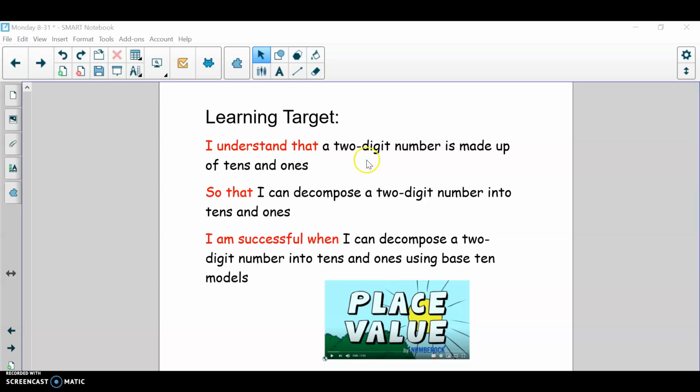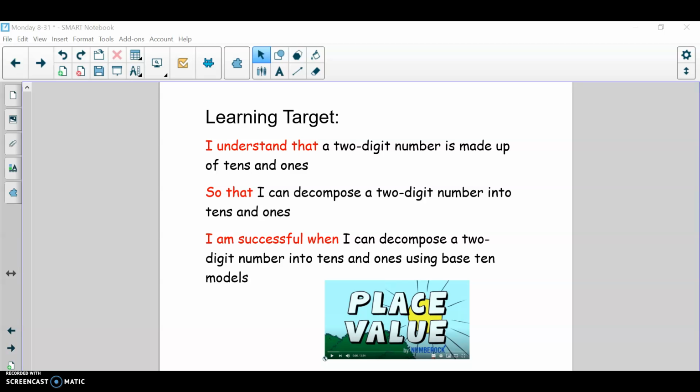I understand that two-digit numbers are made up of tens and ones so that I can decompose a two-digit number into tens and ones. I am successful when I can decompose a two-digit number into tens and ones using base 10 models.